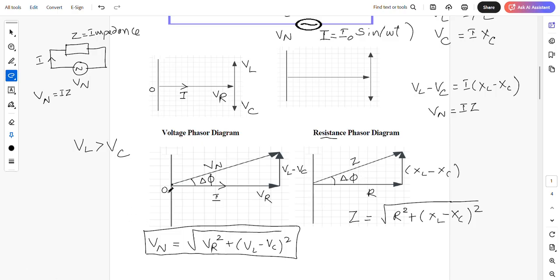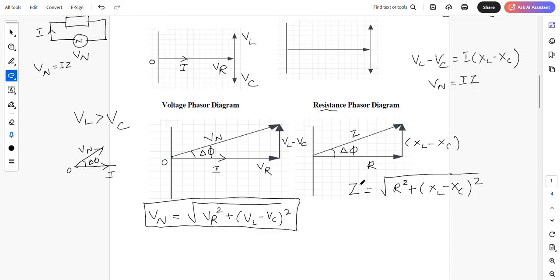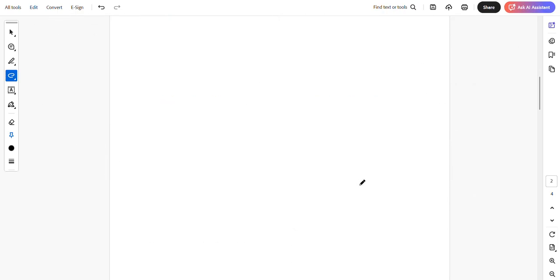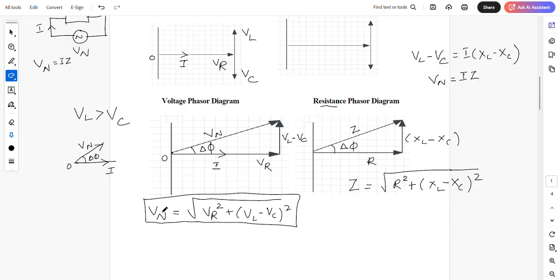Now see the current here. The total current is I. The net voltage is here. If I observe this diagram, the net voltage is leading the current by an angle delta phi. Next, what can I write? Tan of delta phi. This is the formula.